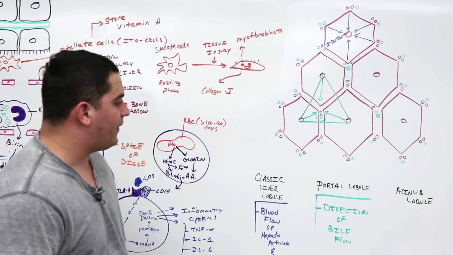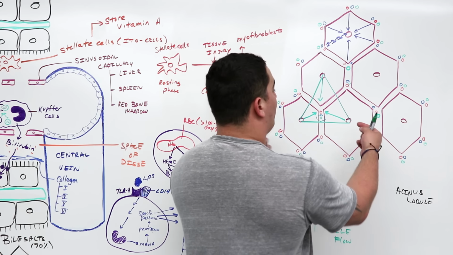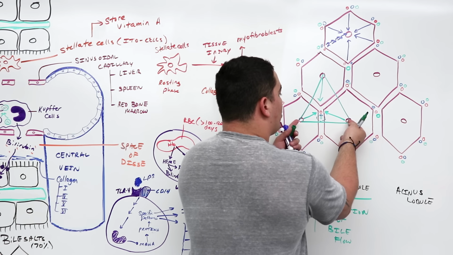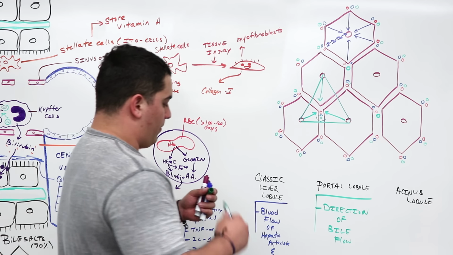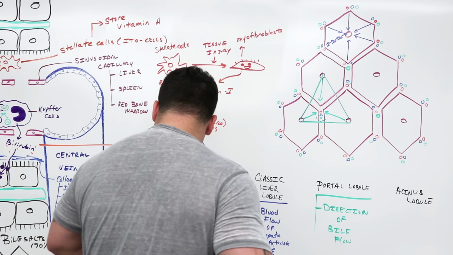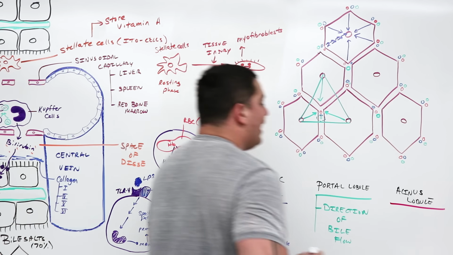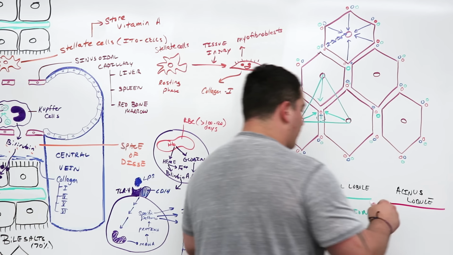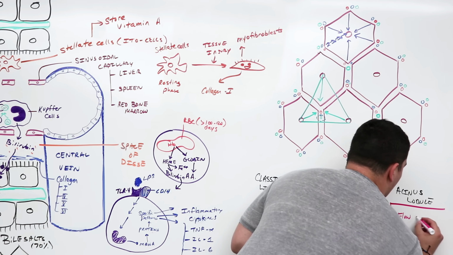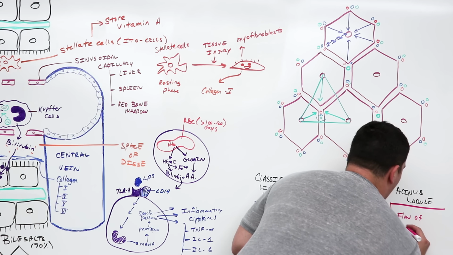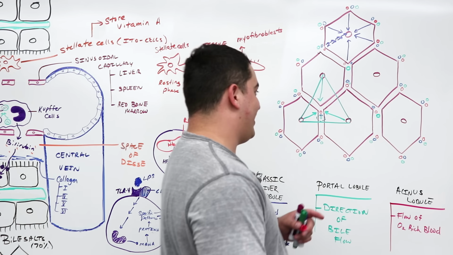Okay? That's the significance of this portal lobule, is that the portal lobule tells us the direction of the flow of bile moving from the central vein towards the actual portal triad. Okay? That's that one. The last one, my personal favorite here, is the acinar lobule. And this tells you the flow of arterial blood. So this is going to tell you the flow of oxygen-rich blood. So this one is really darn cool.